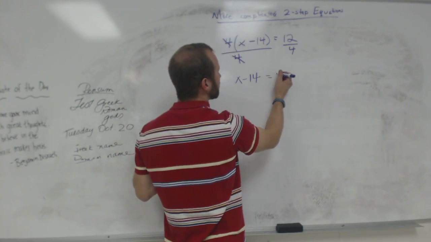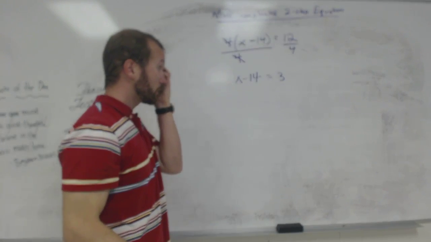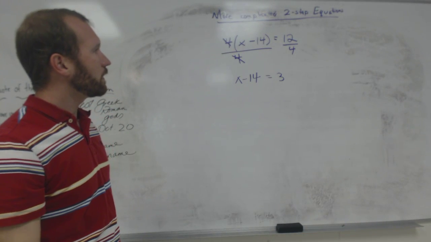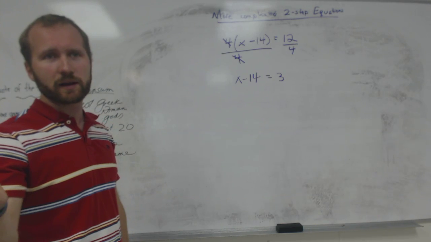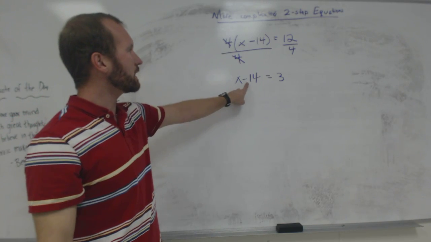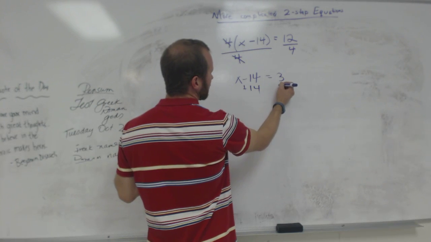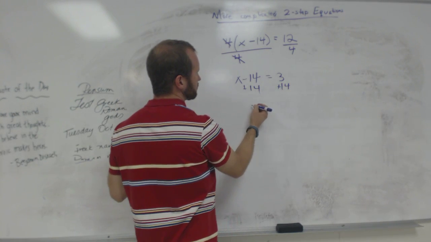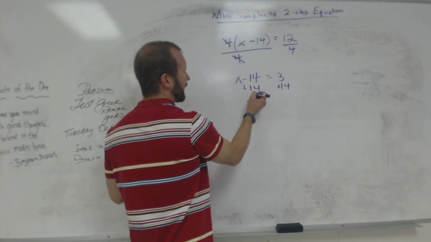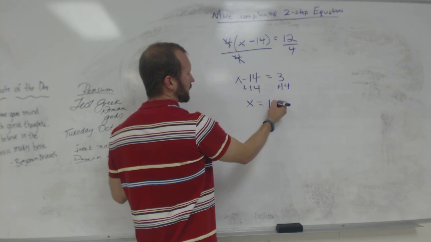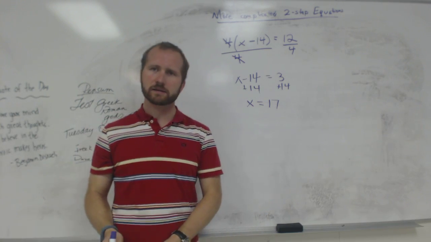Equals 12 divided by 4 is 3. Huh. Now what could I do? Now I have this minus 14. So now if I add 14 to both sides, I would just get x over on this left-hand side. And 3 plus 14 is 17.